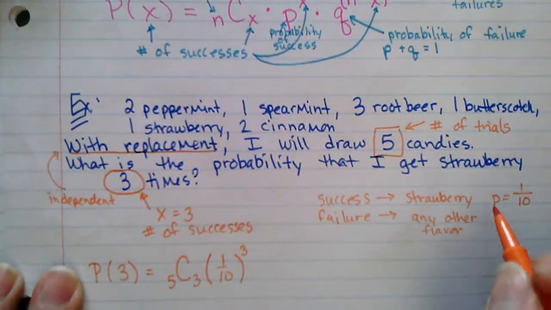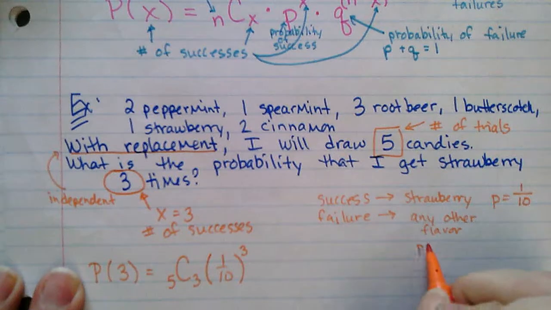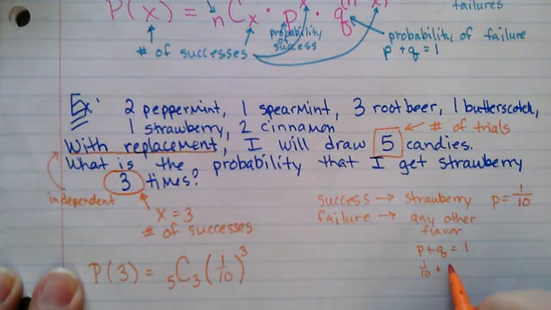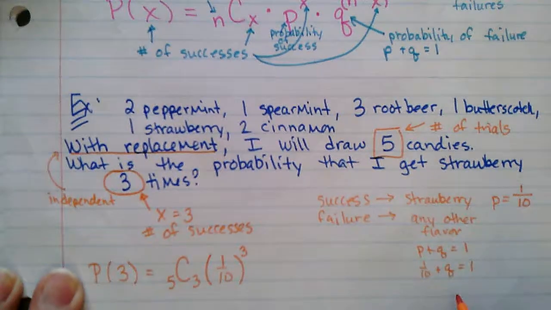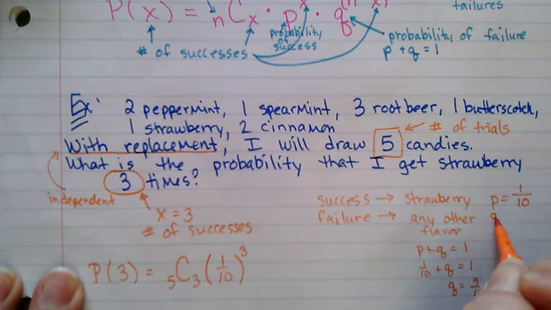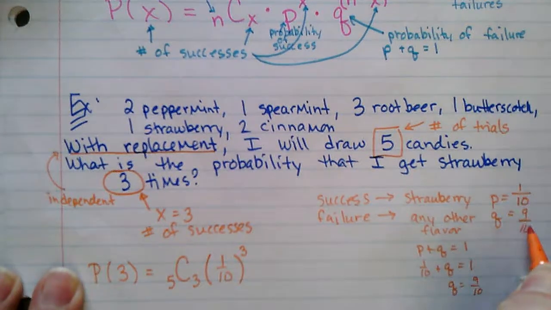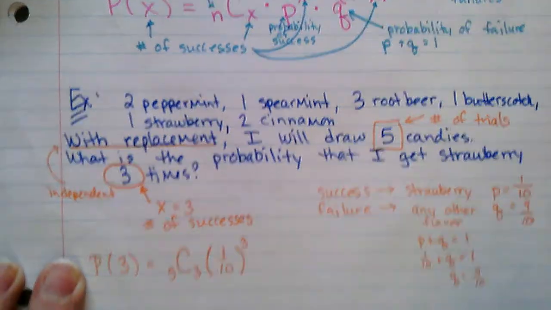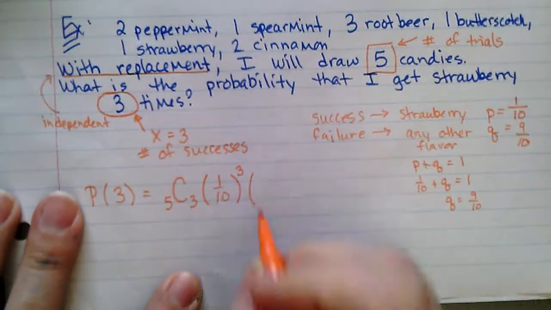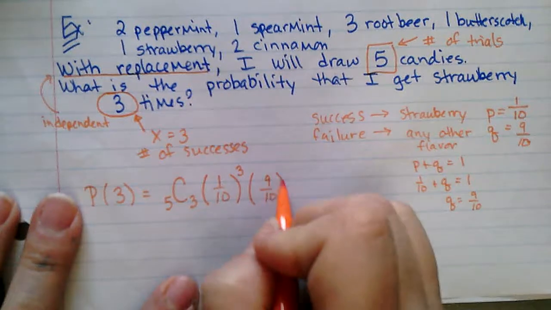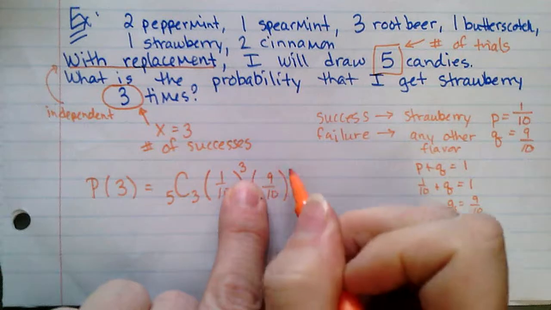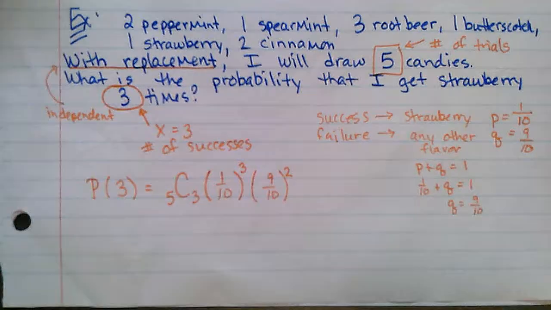And then I need the probability of failure. Well, I know P plus Q has to equal 1. P is 1/10. So Q has to be 9/10. So the probability of failure is 9 out of 10. So then I'm going to take the probability of failure raised to the number of failures. So 9/10 to the power of, well, if I had 3 successes in 5 trials, then I will have 2 failures.